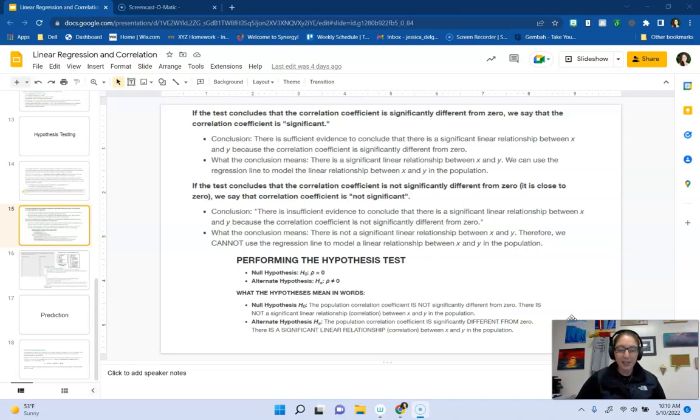The hypothesis test to figure this out is always going to go as follows. The null is always going to be rho equals zero. The alternative is always going to be rho not equal to zero. Okay. The null means the population coefficient is not significant, and the alternative is it is significant. Okay, so now let's learn how to do the test.